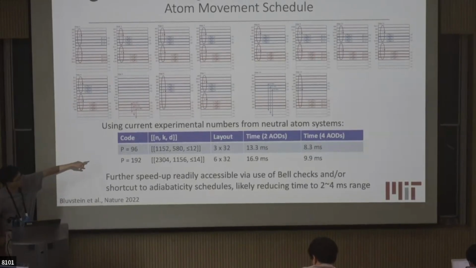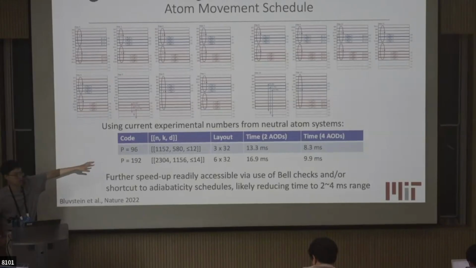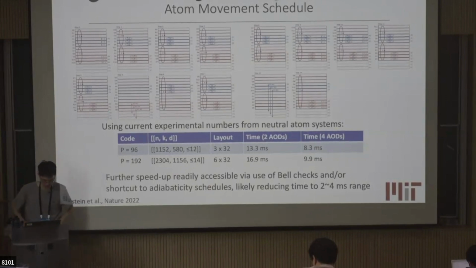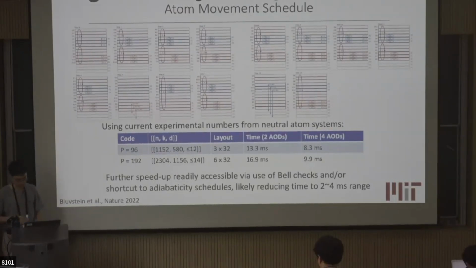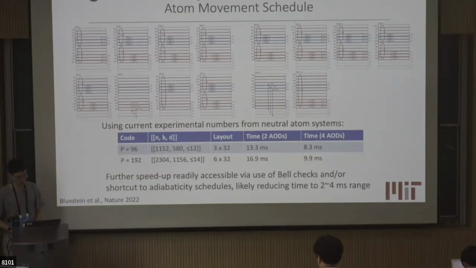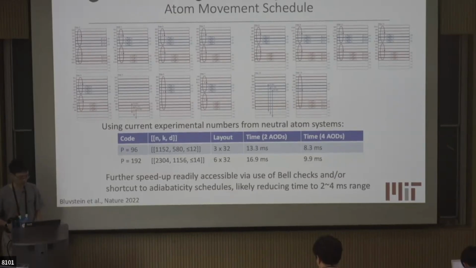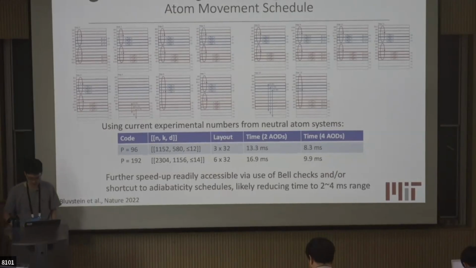You see that doubling the size doesn't change the time too much. This is because of the particular way the shifts are done and the layouts. The horizontal dimension remains more or less the same between these two cases. Time is for entire syndrome extraction, one syndrome extraction round. You can also try to use bell checks or shortcut to adiabaticity schedules, which we estimate would bring this down to the 2 to 4 millisecond range.